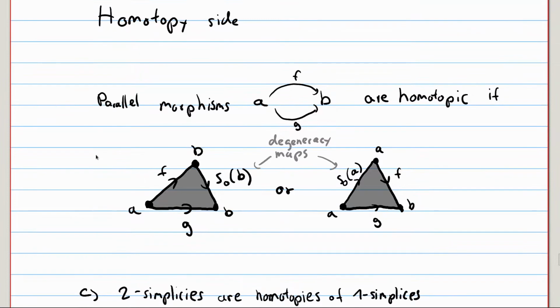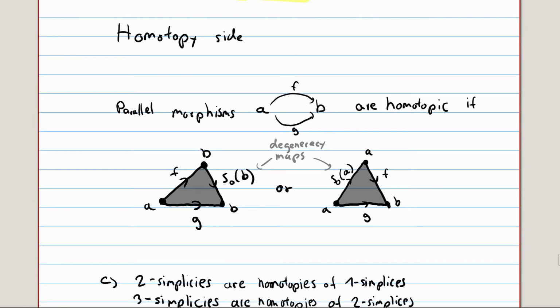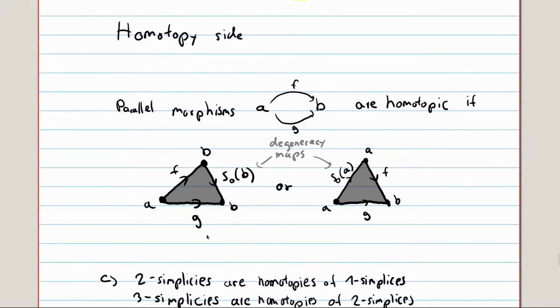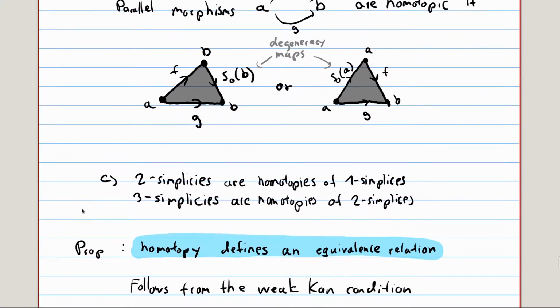And then we can interpret the two simplices as homotopies of one simplices, and three simplices as homotopies of two simplices, and so on and so forth. So that's pretty nice. And as a sanity check, if we call it homotopy, then it should behave like homotopy. There's this nice proposition that says homotopy defines an equivalence relation on morphisms, and this follows precisely from the weak Kan condition. I'm not going to go into the details about this.